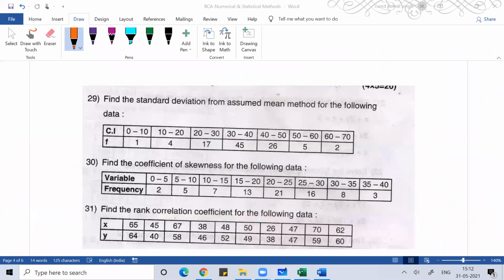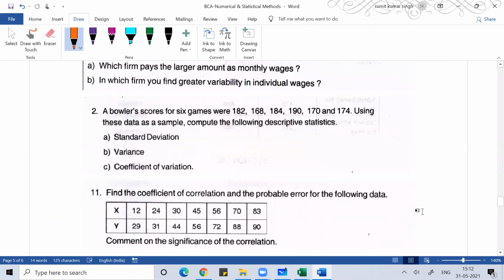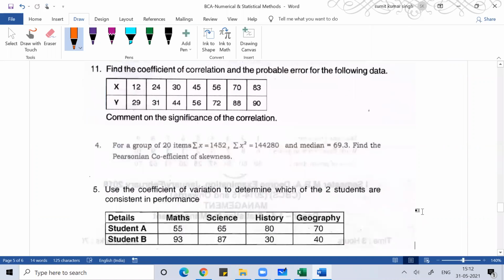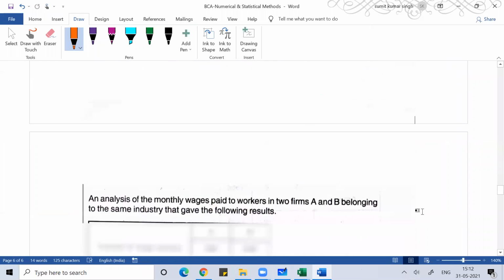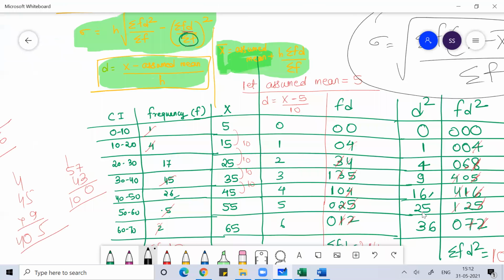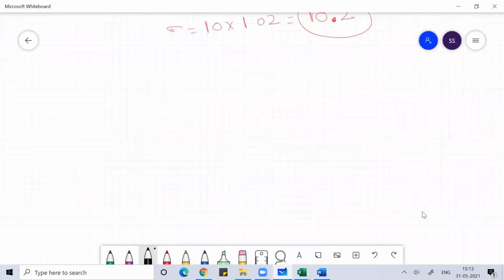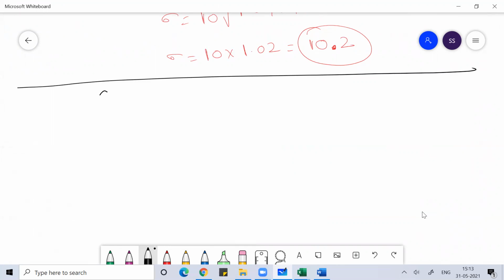Let me search if there's any more questions based on the assumed mean method. If you want, you can solve one problem. I'll give you one problem. You can solve this problem by the assumed mean method. Calculation of this will be your home assignment.